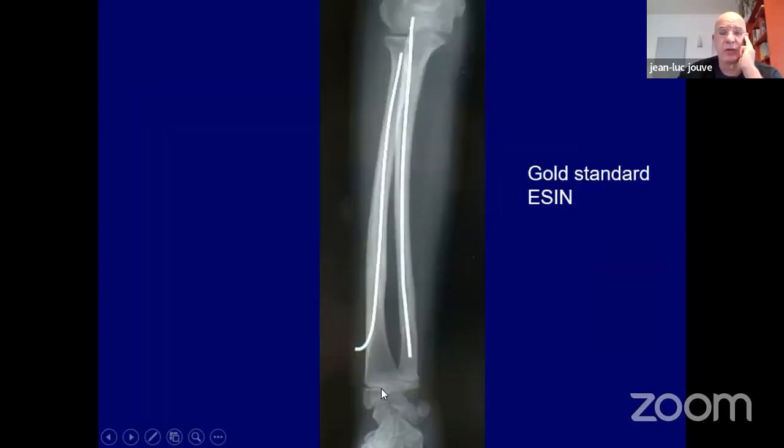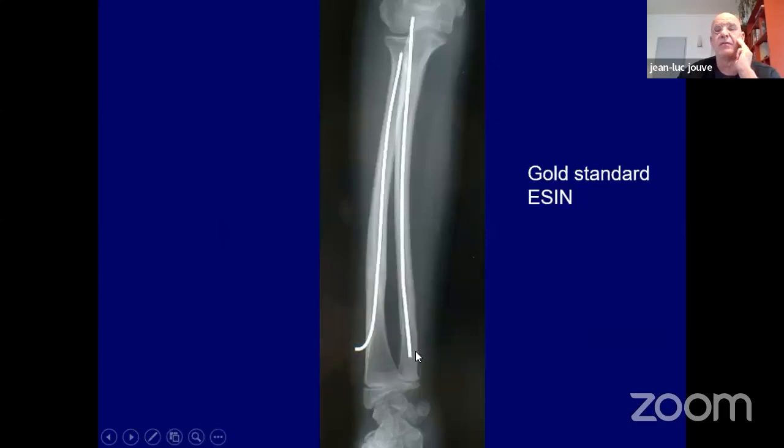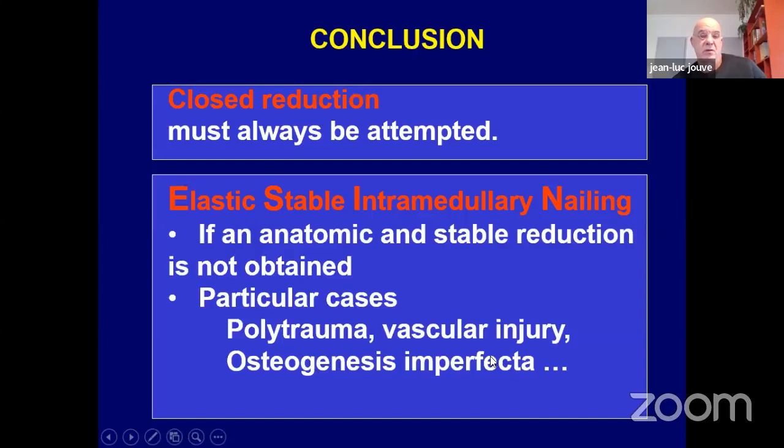So remember that the gold standard for a fracture with high displacement remains for us intramedullary nailing, because there are a lot of advantages with this technique. In conclusion, with forearm fracture, closed reduction must always be attempted, but you have to convert to intramedullary nailing if an anatomic and stable reduction is not obtained, and in all cases of polytrauma, vascular injury, or pathologic bone, as in osteogenesis imperfecta.